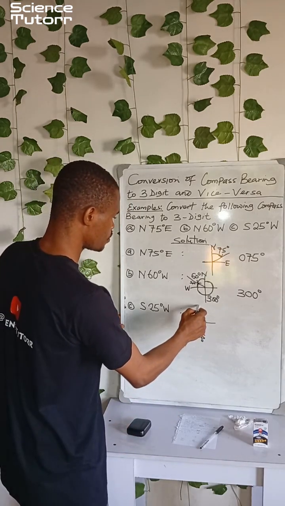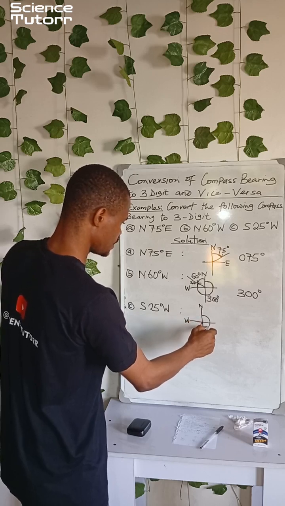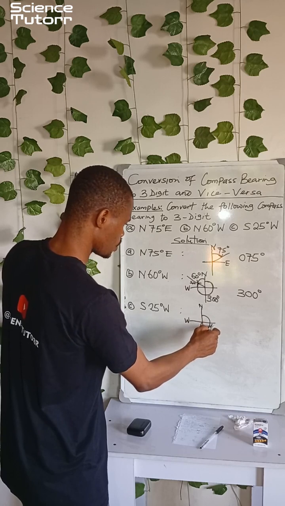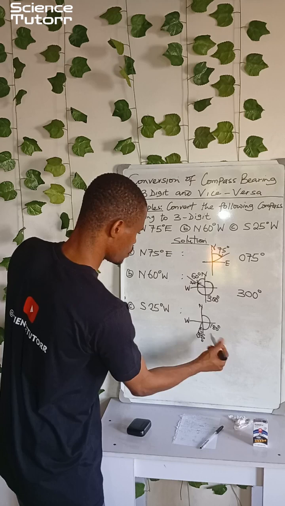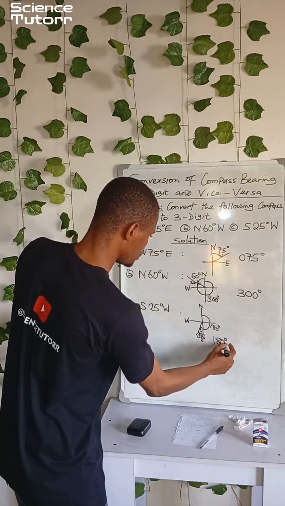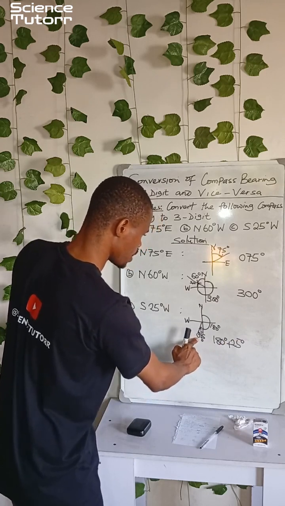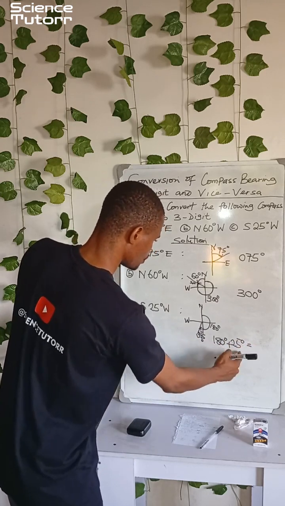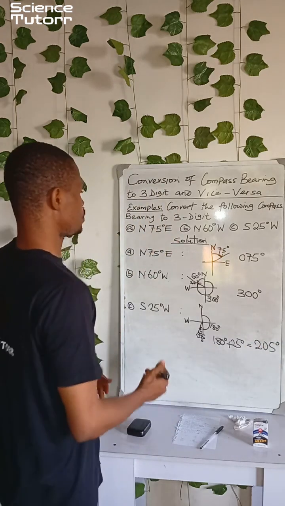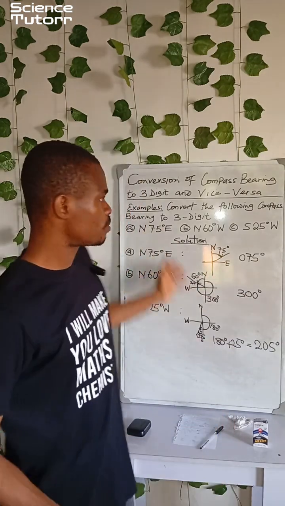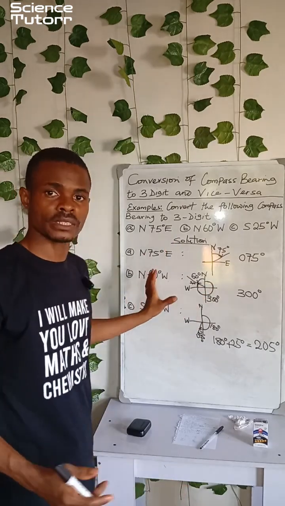I begin from my north pole. This is 90. This is 180. So 180 plus 25. 180 degrees plus 25, addition of this bearing, gives us 205 degrees. So we have succeeded in converting from compass bearing to three-digit bearing. These are the simple steps, and this is how it is done.